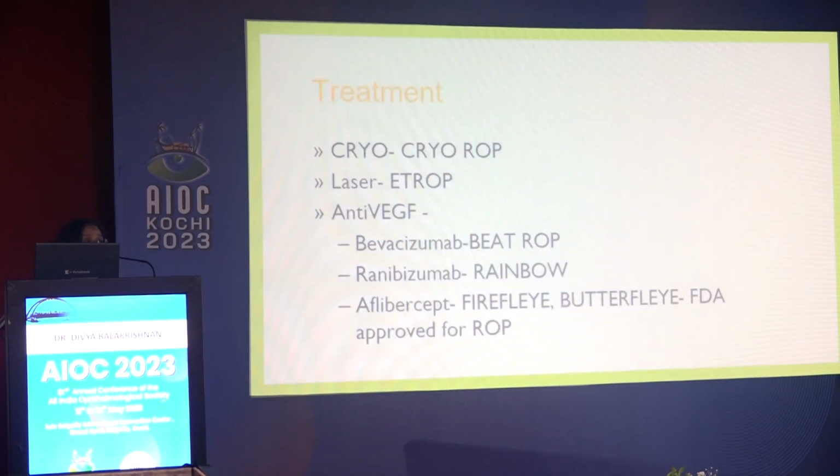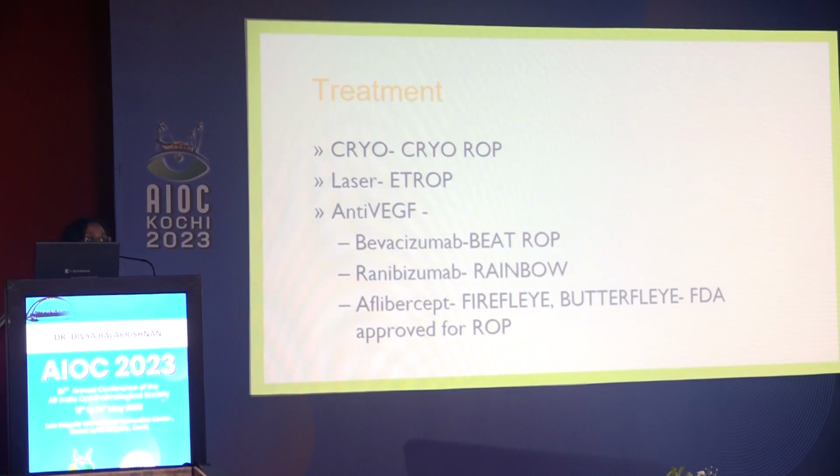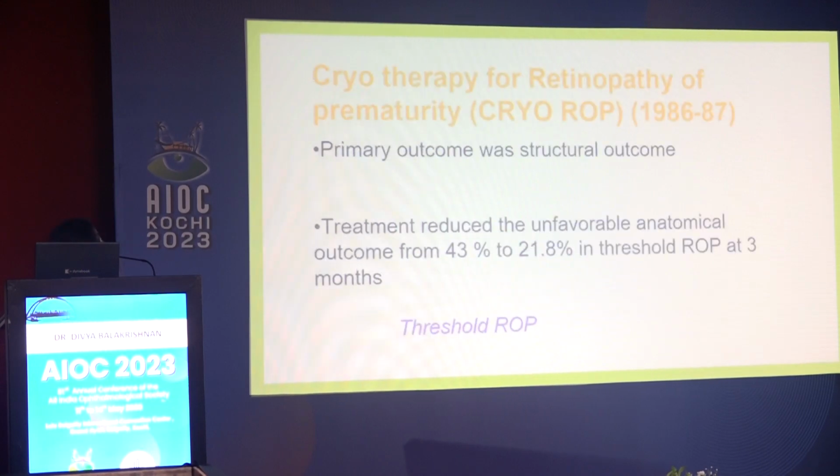Coming to treatment. So the culprit is avascular retina and we told it is VEGF. So you need to tackle these two. The earliest one was cryo ROP. Cryo, they told, treat the baby when the disease reached threshold, and it led to anatomical outcome.